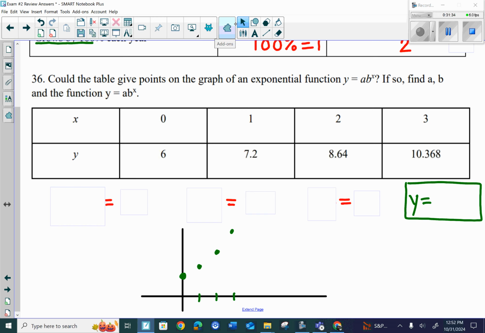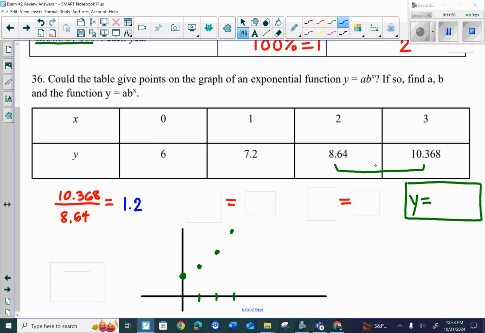What is definitive is if you take the ratios. Remember, if I take 10.368 and I divide by 8.64, I get 1.2. So that ratio is 1.2. But that's not sufficient. You'd get some ratio for that. What needs to be the case is that you have this growth rate consistent for all ratios. So you need to check all the ratios. So you have to go 8.64 divided by 7.2 as well.